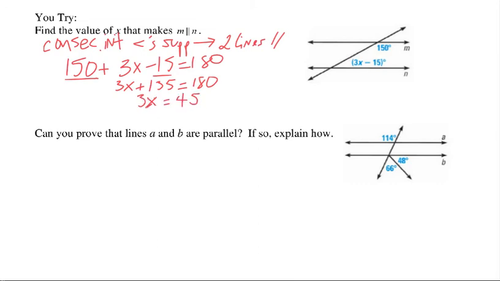In the second one, the reason I said yes is we have this 114, and if you see this angle right here, the two of these together would be considered alternate exterior angles. So you need to combine the two angles they give you. 66 plus 48 is 114. And once you see that the alternate exterior angles are congruent, we know that that is enough information to prove that the two lines A and B are parallel.